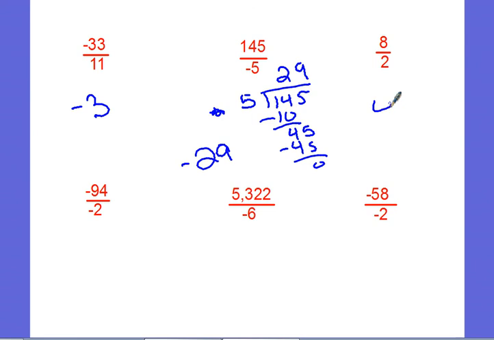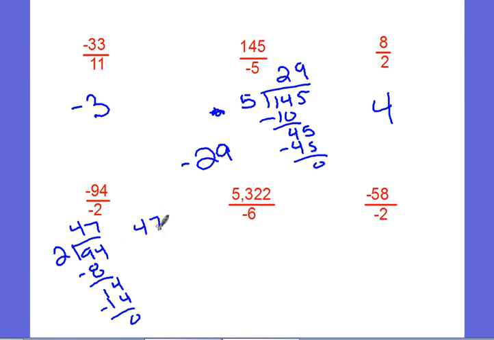That's just 8 divided by 2, so that's 4. -94 divided by 2, so you're going 2 into 94. 2 goes in 4 times. Bring down your 4, and that's going to be a 7. So this is going to be a 47. Since you had an even number of negative signs because you had 2, you know that's your answer.